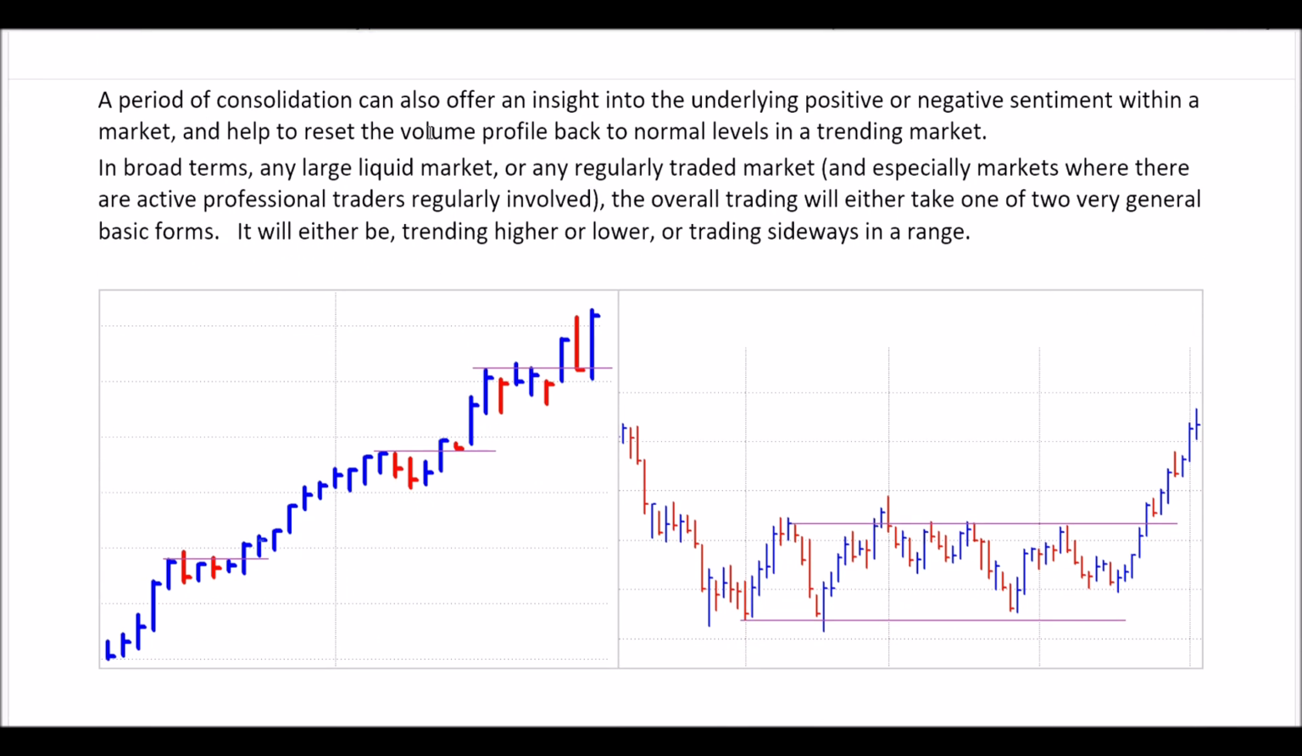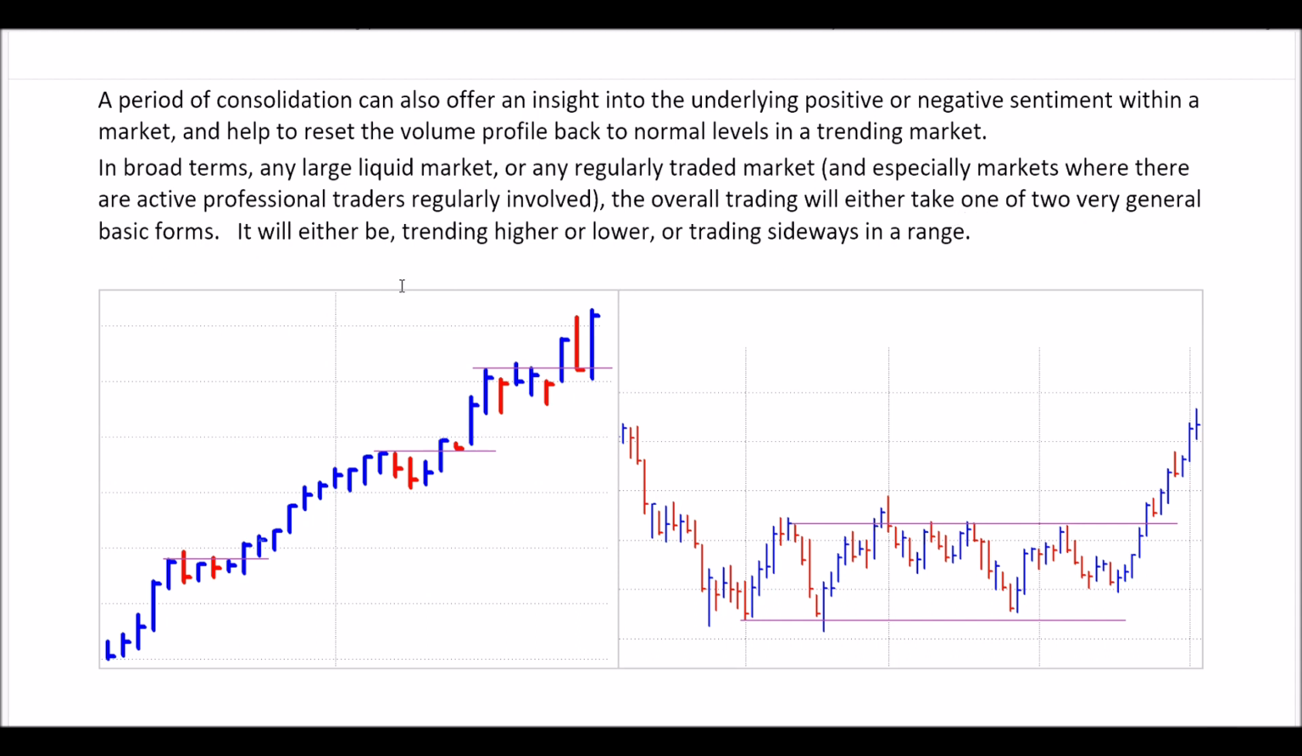A period of consolidation can also offer an insight into the underlying positive or negative sentiment within a market and help to reset the volume profile back to normal levels in a trending market. In broad terms, any large liquid market or any regularly traded market, and especially markets where there are active professional traders regularly involved, the overall trading will either take one of two very general basic forms.